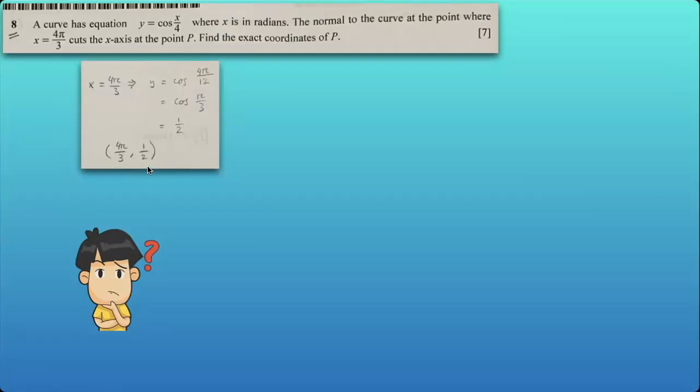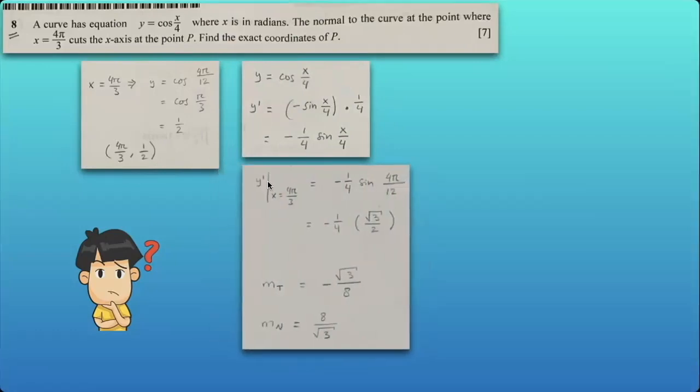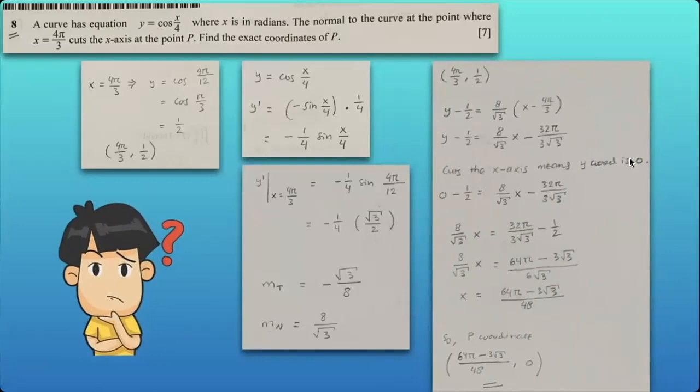And we need the gradient to find a normal equation. So we can differentiate y. Then substitute x with 4 pi over 3 to find the gradient of the tangent. That will lead us to the normal gradient. So knowing this point and the normal gradient, we can now find the normal equation. So this is the normal equation.